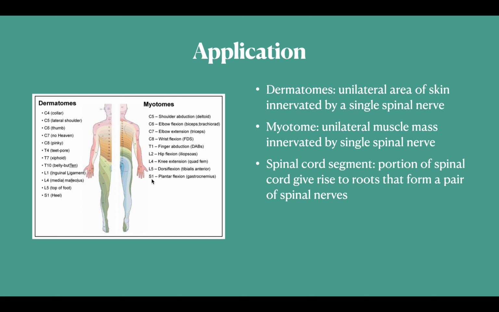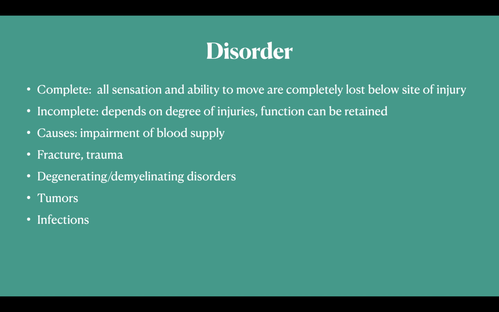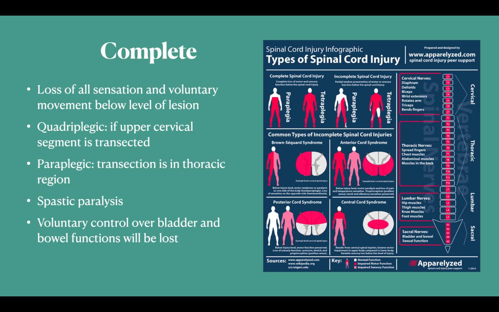So, tracts would be like dermatomes, and those would be myotomes, and of course they all correspond to a certain spinal cord segment. In a disorder, in a complete segment or resegment of the spinal cord, all sensation and ability to move are completely lost below the injury. Incomplete depends. We're going to go through that. The causes would be all of these.